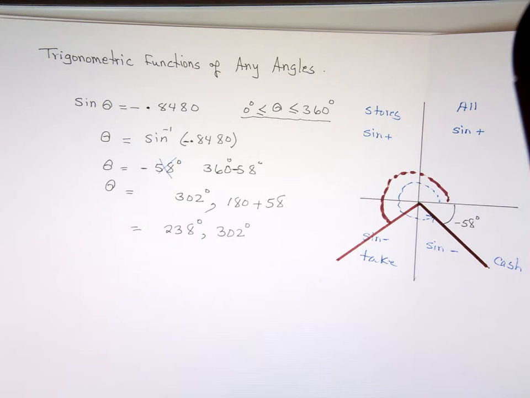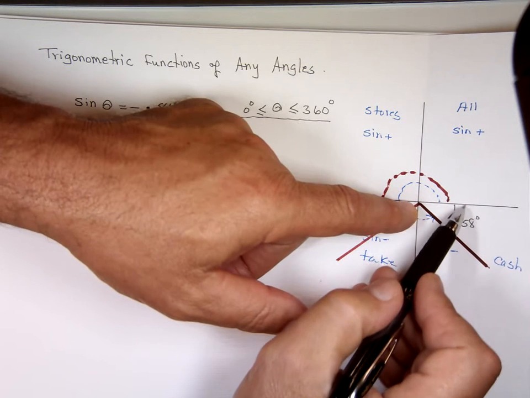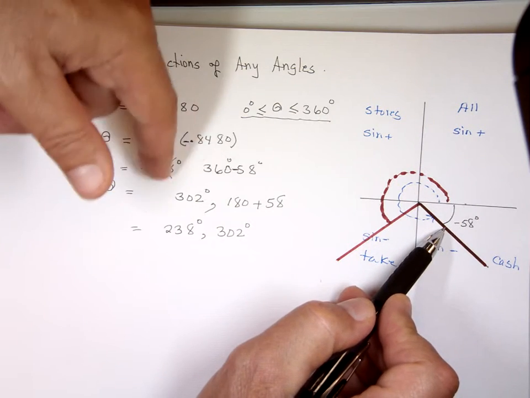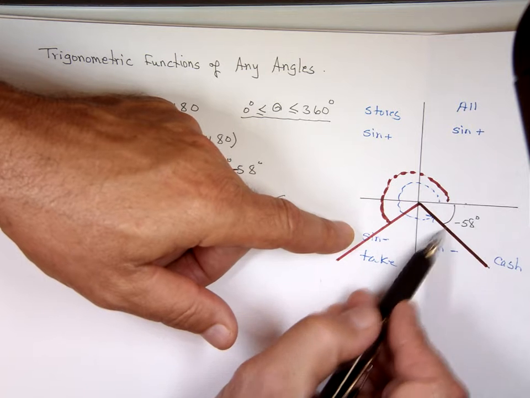Remember what coterminal means? The angle that has the same initial side and the same terminal side. So the negative 58 has the initial side here, the terminal side here. The positive 302 has the initial side here and the terminal side here.